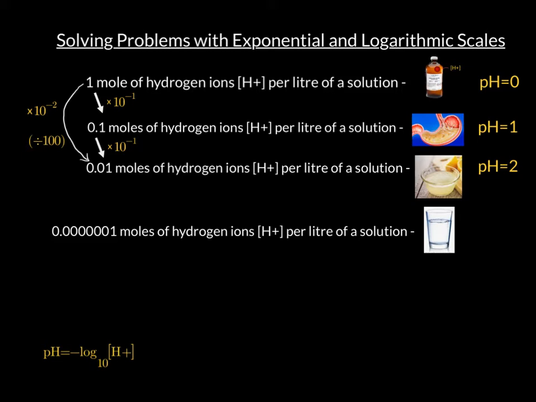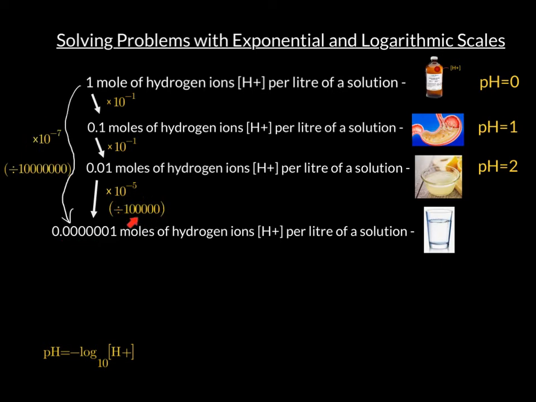Well, the number of hydrogen ions is only 1/100,000th of the number of hydrogen ions in lemon juice. So you'd have to multiply by 10 to the negative 5 to get from the number of moles in lemon juice to the number of moles in water, which means the pH is going to increase by 5. So water has a pH, pure water has a pH value of 7.